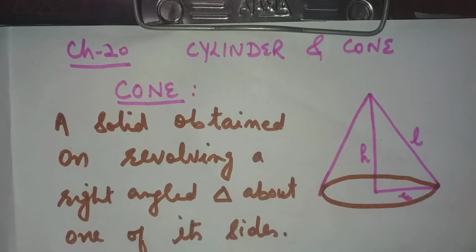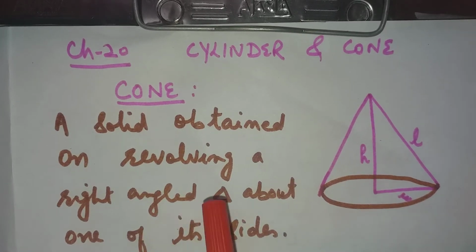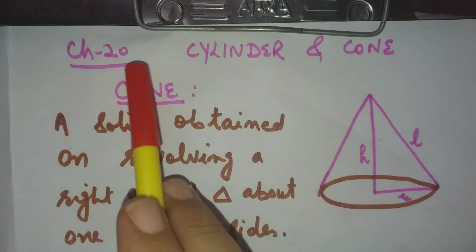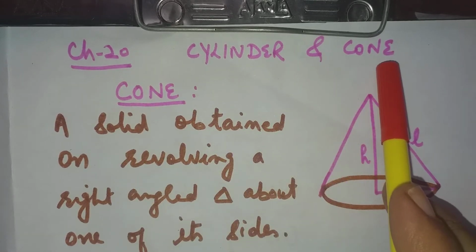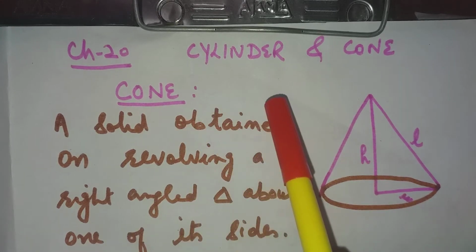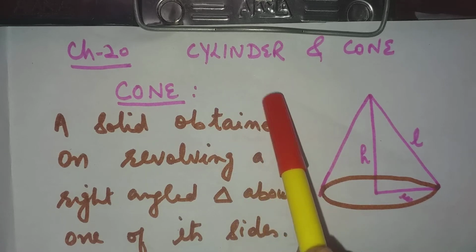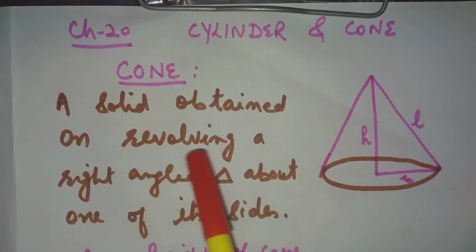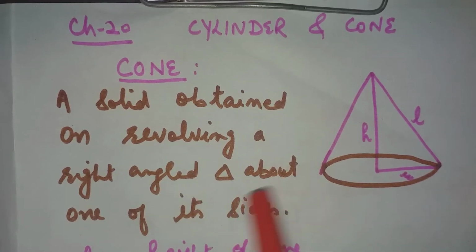Hello students. Today we are going to discuss cone, which is in chapter number 20, cylinder and cone. Let us see what a cone is first. Cone is a 3D object, a solid figure in mathematics. What is the definition of cone? A solid obtained on revolving a right-angled triangle about one of its sides.